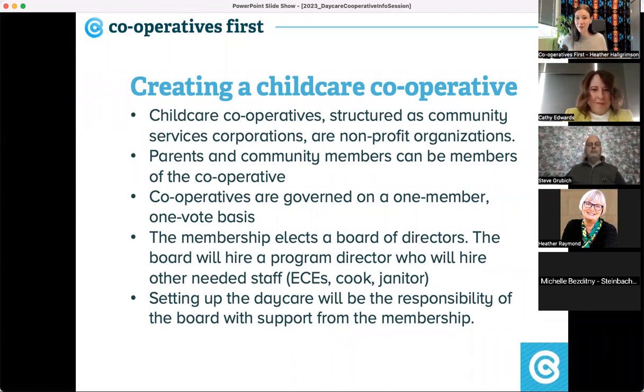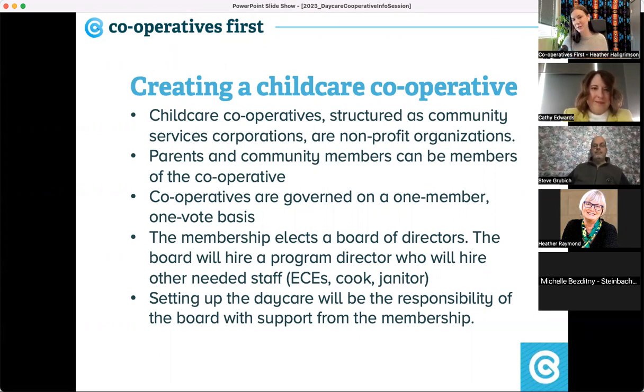Once you get a program director in place, a lot of the day-to-day operations are going to be devolved to that person. But in the initial setup phase, there is a good amount of legwork on the board of directors. So that's one thing to be aware of: the initial setup is going to fall to the initial membership and the directors of the organization from the beginning. So just be aware that that is on the table.